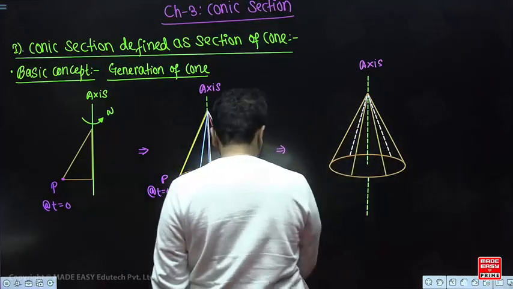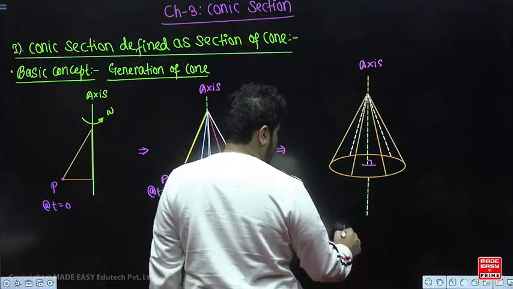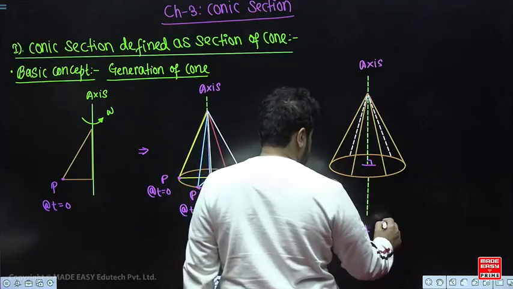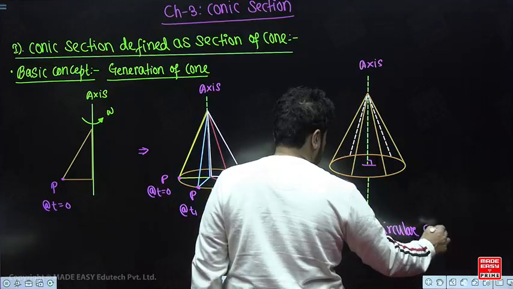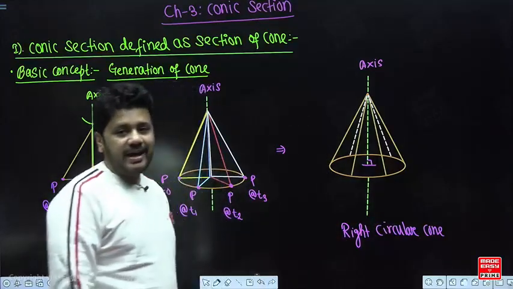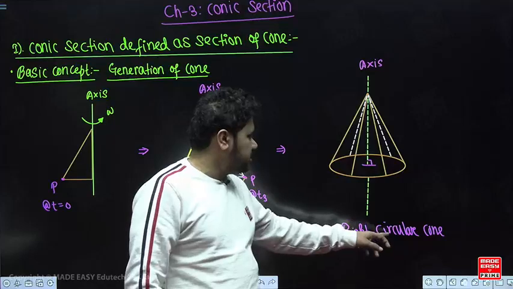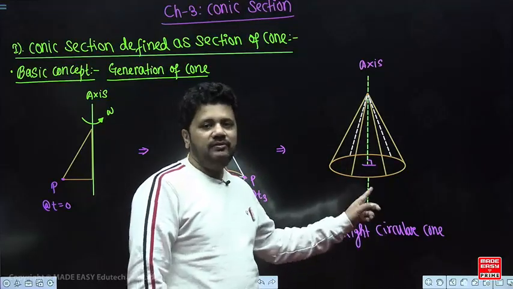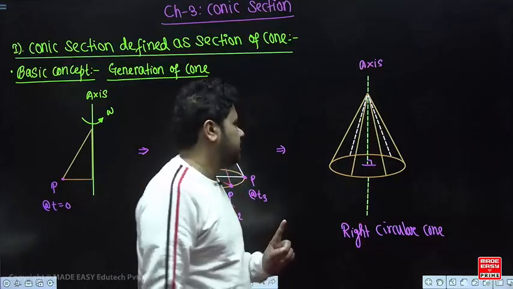Correct. So this cone, you can see that this axis is making how much angle? 90 degrees. That is why the word "right" is used. How is the base? The base is circular, and the shape of the object is a cone. So that is why it is called a right circular cone. Right circular cone means this axis is making 90 degrees with the base, and the shape of the base is circular. If I say right elliptical cone, the base will be elliptical, right?